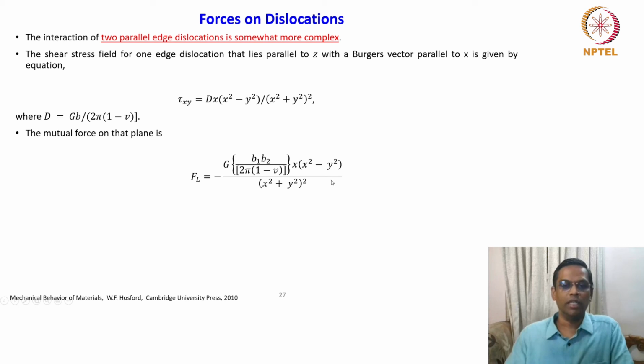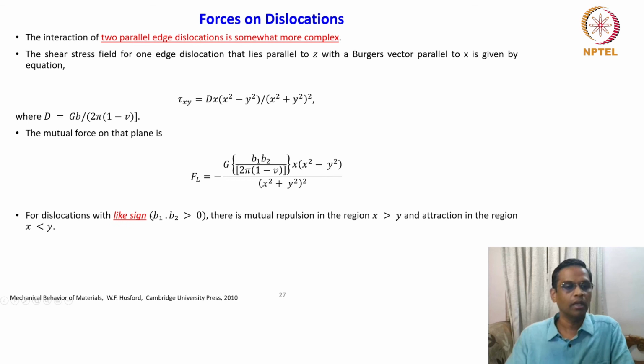Earlier we just looked at the stress field alone, but now we are talking about two parallel dislocations coming together. That's why we come to two Burgers vectors and a dot product. For dislocations with like sign, that means the dot product is greater than 0, there is a mutual repulsion in the region x greater than y, and it will be an attraction in the region if x is less than y.